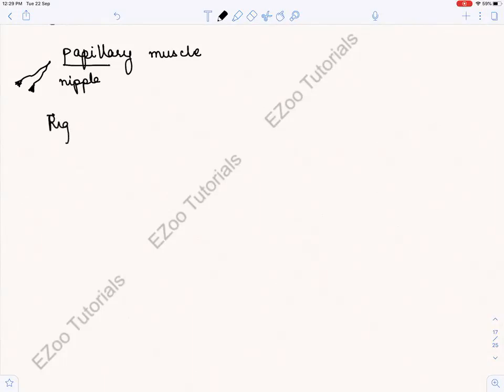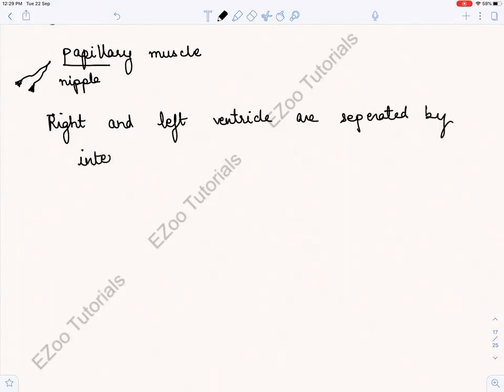Now the right and the left ventricle are separated by what? Right and left, quickly tell me, are separated by an interventricular septum, right? We had drawn that. I had written the interventricular septum in between. Okay, that is done. Now we had done about the pulmonary trunk also.